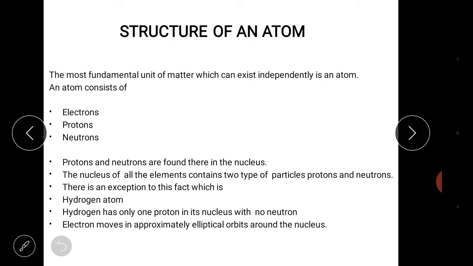The most fundamental unit of matter which can exist independently is an atom. An atom consists of electrons, protons and neutrons. Protons and neutrons are found in the nucleus. But there is an exception to this fact, which is the hydrogen atom. Hydrogen has only one proton in its nucleus without any neutron. An electron moves in approximately elliptical orbits around the nucleus.